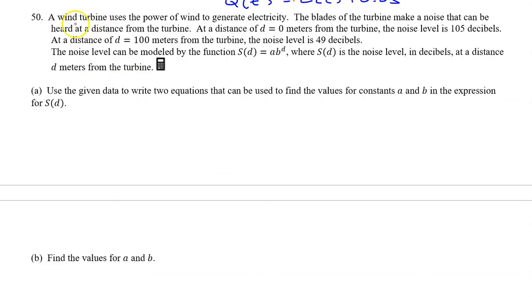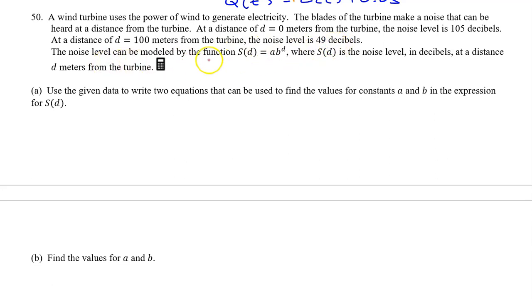Number 50. A wind turbine uses the power of wind to generate electricity. The blades of the turbine make a noise that can be heard at a distance from the turbine. At a distance of d equals 0 meters from the turbine, the noise level is 105 decibels. At a distance of d equals 10 meters from the turbine, the noise level is 49 decibels.